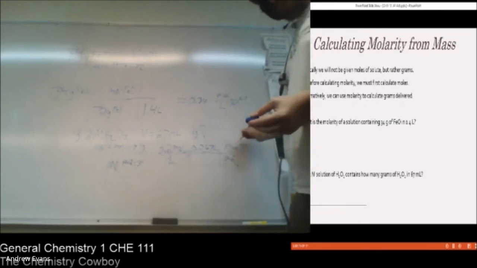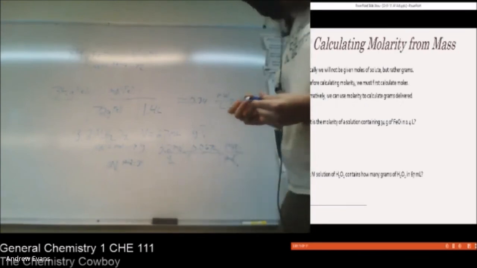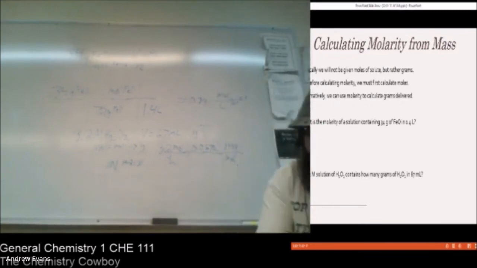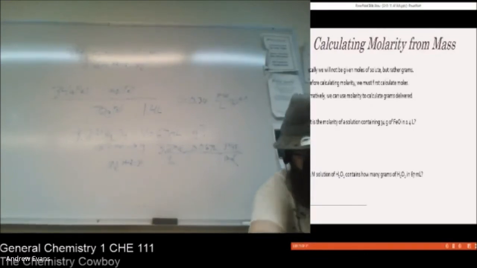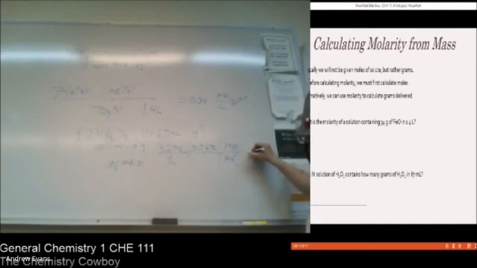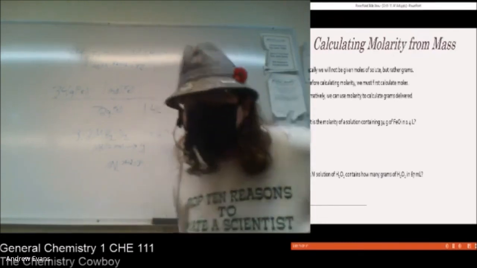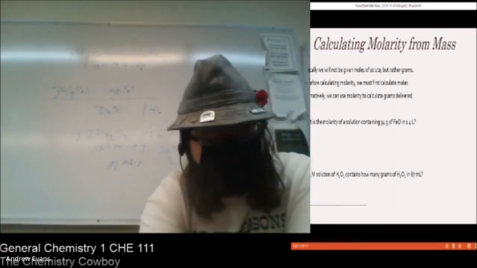What do we have left? Grams. So in this case, I have 3.2 times 0.067 times 34. Doing that delivers 7.33 grams of hydrogen peroxide. 7.3 grams of hydrogen peroxide.